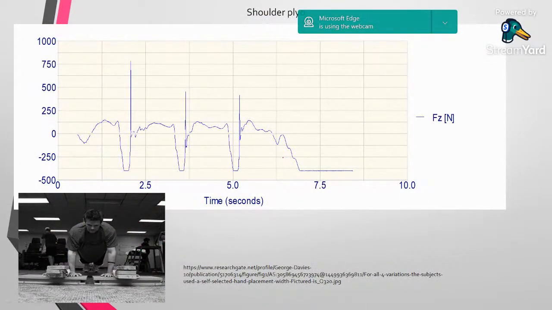Then we can do shoulder plyometrics also. There are certain sports in which you need that extra shoulder strength. So you can do the shoulder plyometrics, find out the power, and constantly monitor that throughout your training program.